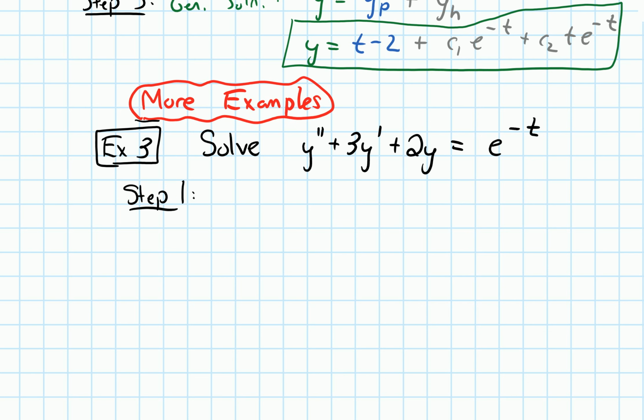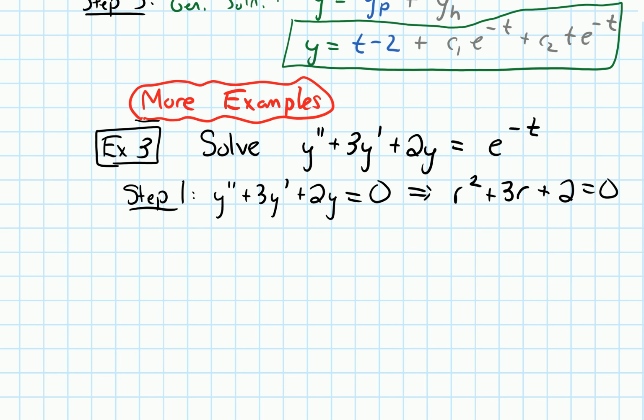My first step is we need to solve the homogeneous equation. So let's write that down. y double prime plus 3y prime plus 2y equals 0. That's our homogeneous differential equation. Now let's write the auxiliary equation. That would be r squared plus 3r plus 2 equals 0. And we can factor this. So this becomes r plus 2 times r plus 1 equals 0.